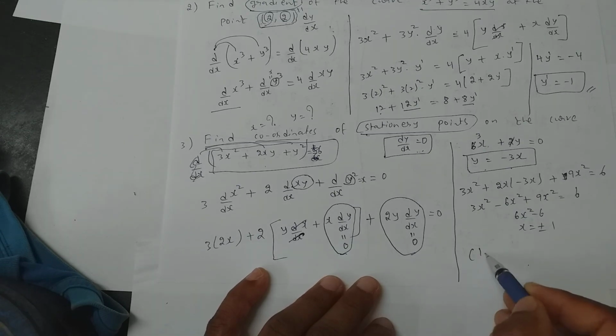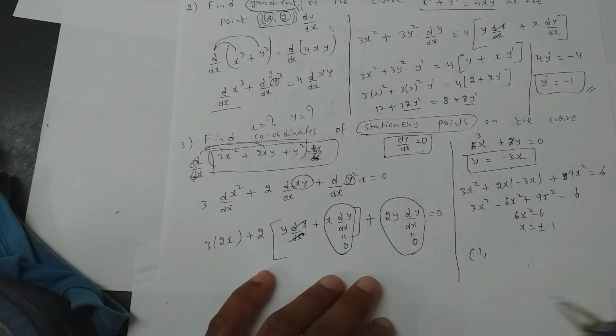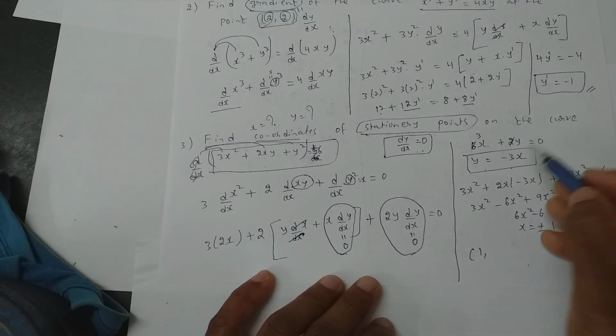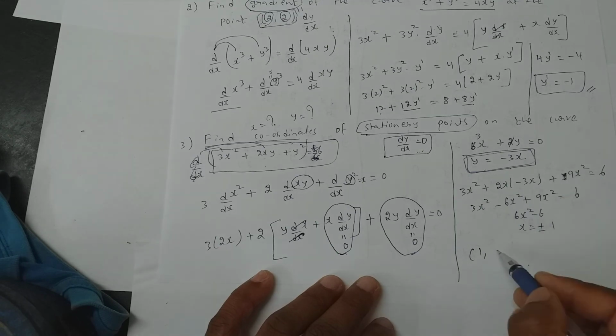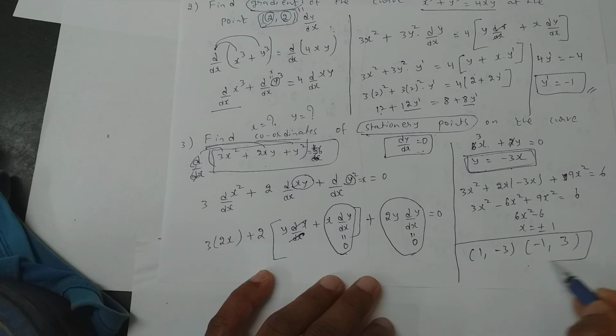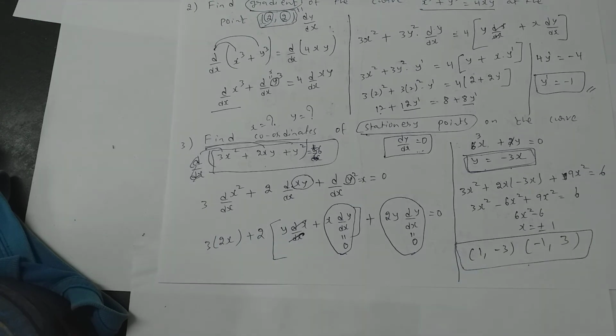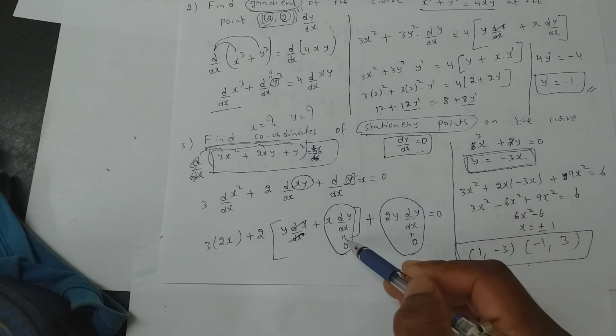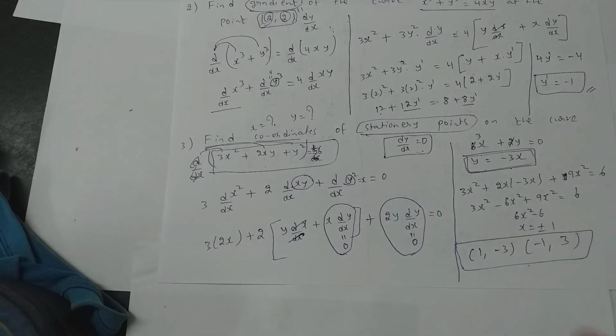So when x is 1, how much will I get y? Where will you substitute to get y, students? See in this box. So when x is 1, y is minus 3. When x is minus 1, how much will you get y to be? Plus 3. So these are the coordinates. Am I clear? If you don't replace it directly with 0, it becomes more and more complicated. Clear, students? Thank you.